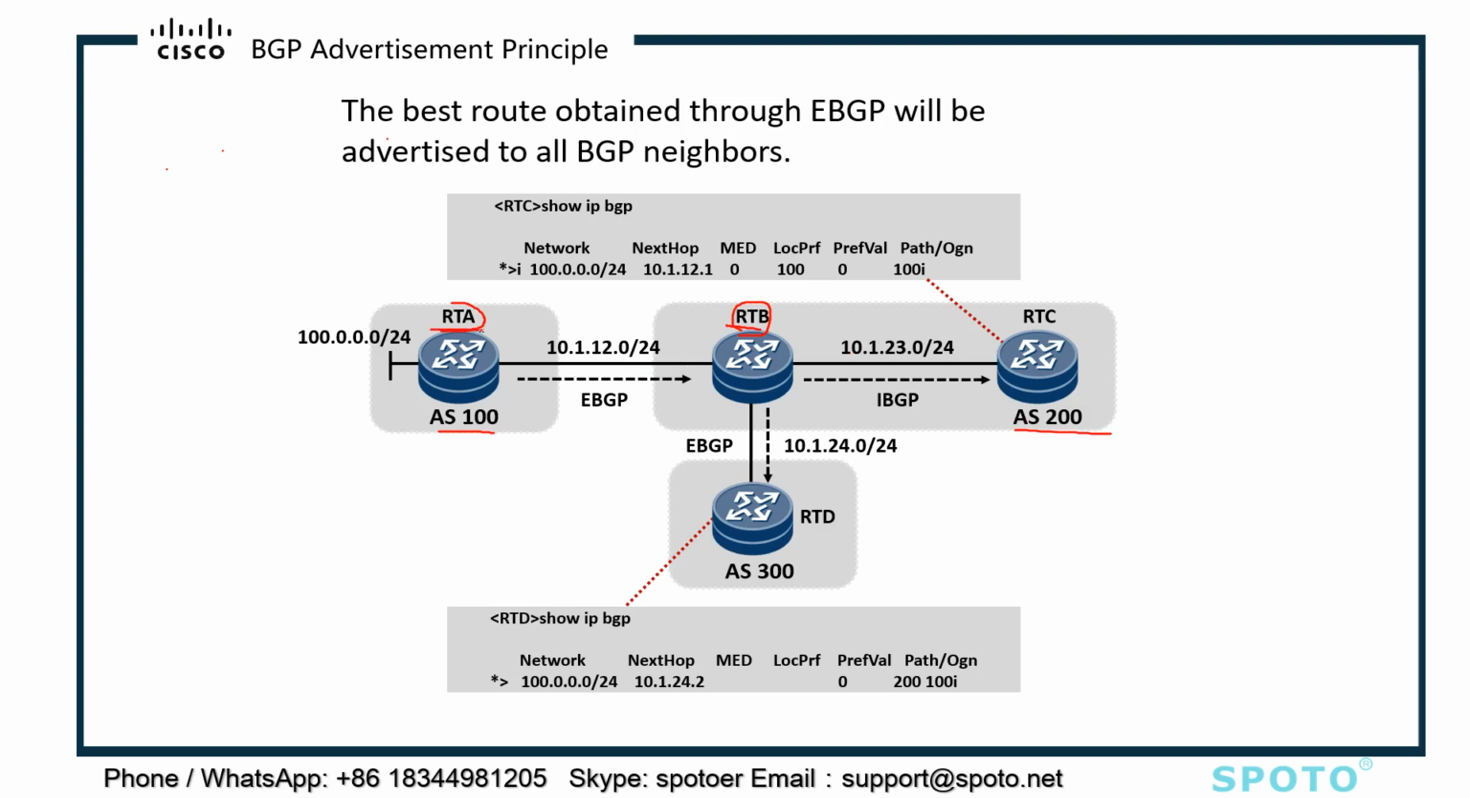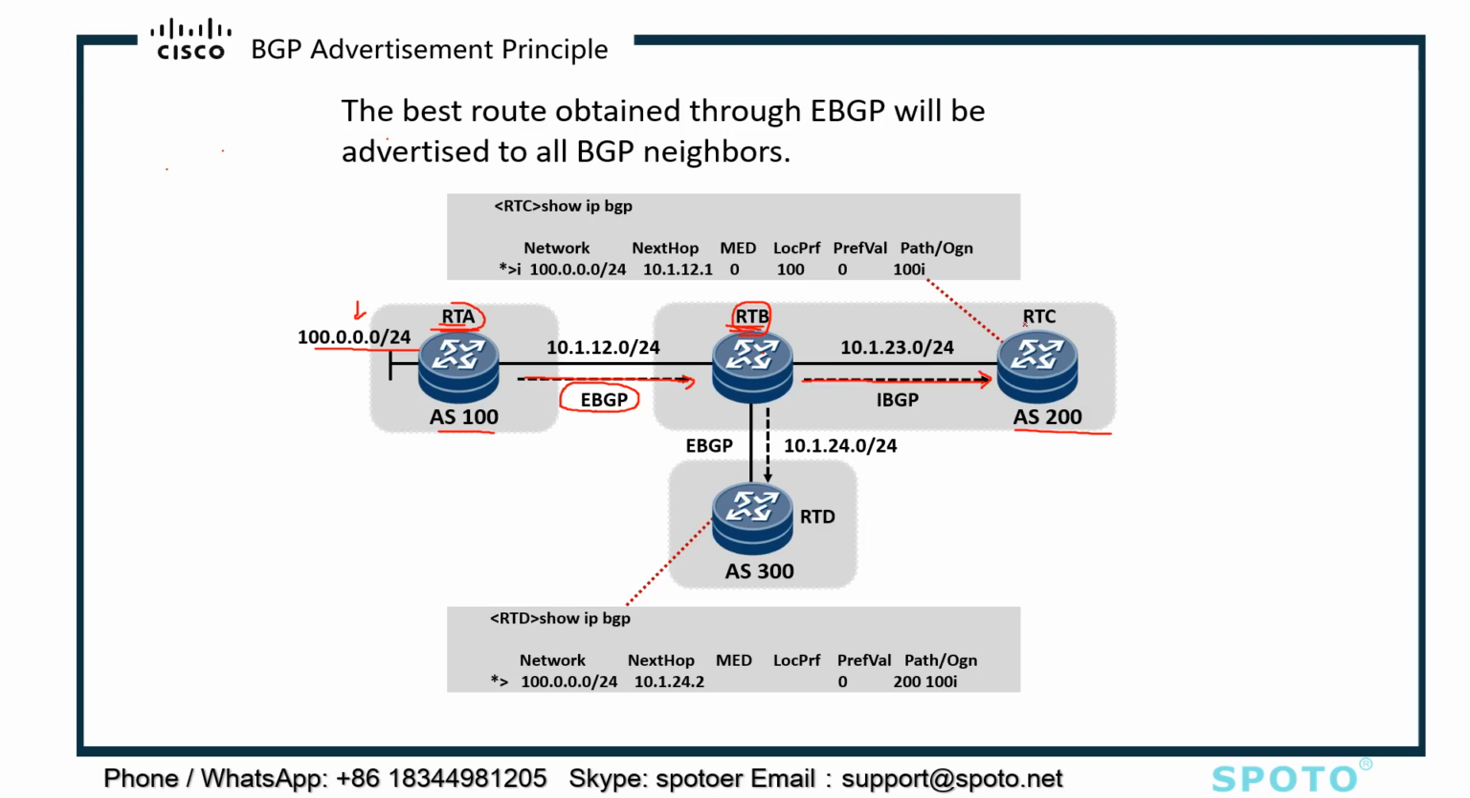And on RTA, we can advertise this route using the command network 100.0.0.0, mask length 24, and then RTA will advertise this route to RTB, because for RTA this route is valid and best, and then RTB will receive this route from the EBGP neighbor. So we need to remember this principle. If RTB receives the route from the EBGP neighbor, RTB will advertise this route to its IBGP neighbor.